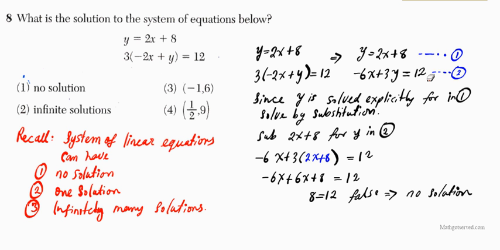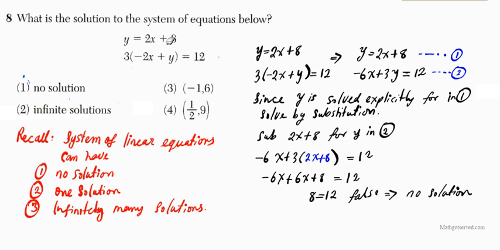In number 8, we are solving a system of equations. So the second equation requires a distribution of 3 across just the terms to the left side. And then we have the system of equations 1 and 2 here. Now, since the first equation is solved explicitly for y, that's a hint that it will be beneficial for us to solve this system using the substitution method. So if you plug the value of y, which is 2x plus 8, into the second equation, and you solve, what happens is that the variables cancel out completely, and you end up with a false statement.